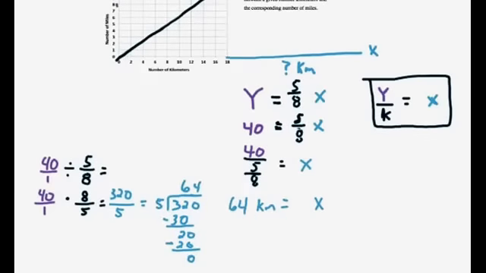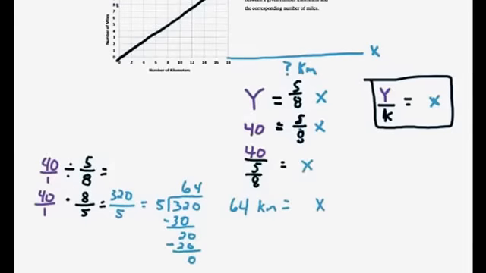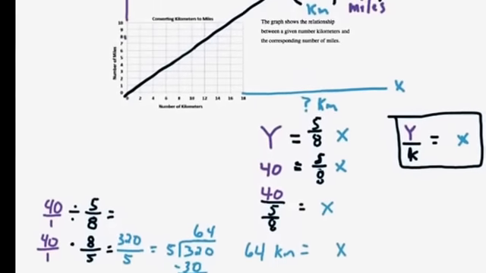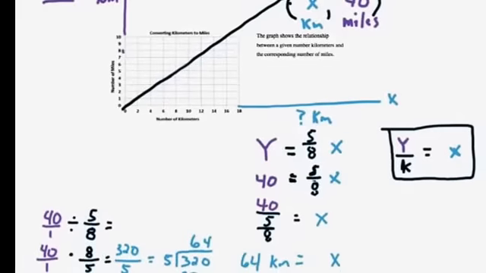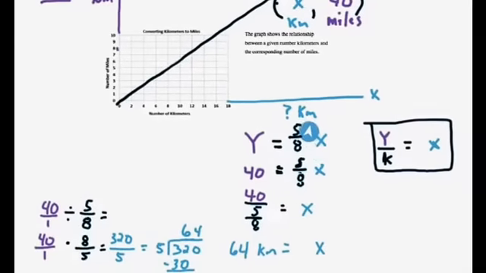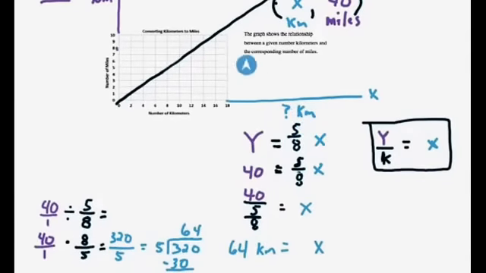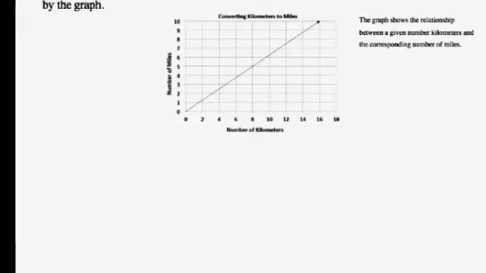Going back to our estimate and back to our graph, do you feel that 64 kilometers is a reasonable answer given 40 miles?